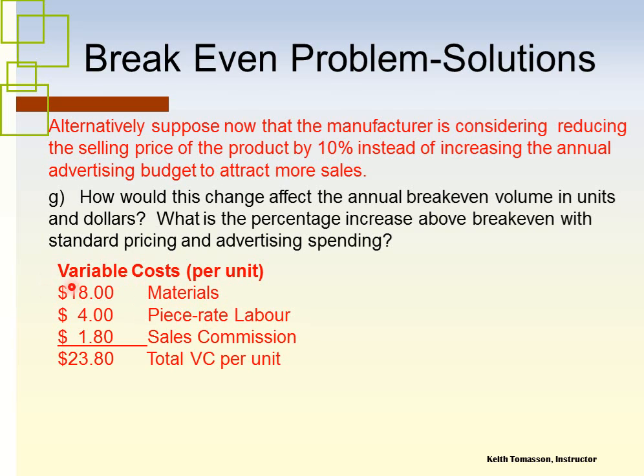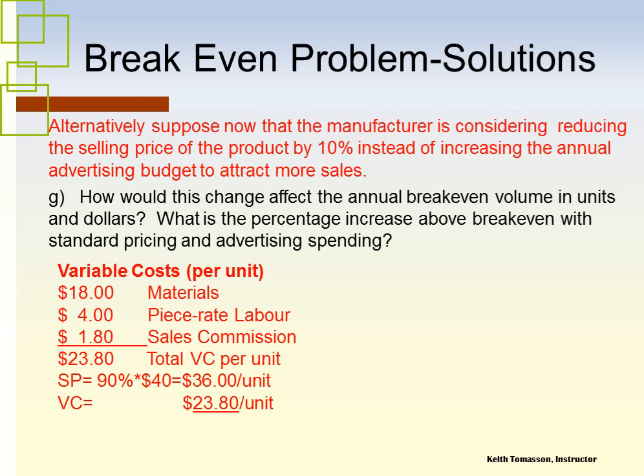Our materials costs haven't changed. They're still $18 per unit. Our labor rate hasn't changed. It's still $4 per unit. But what has changed is our sales commission, because now our sales price has been dropped from $40 to $36 per unit, and our sales commission is 5% of the sales price. So 5% times our selling price now of $36 per unit is $1.80. So our total variable costs then have become $23.80 per unit.